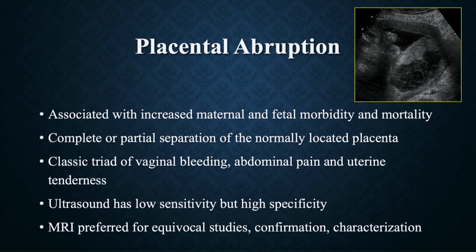These patients will present with pain. That is the classic triad of bleeding, pain, and uterine tenderness. Again, these need to be diagnosed early, particularly if these are large areas of abruption. They can be focal or they can be very large. Ultrasound has a relatively low sensitivity, but it has a high specificity if you see these large collections, as we do see here. MRI would be preferred in many cases, especially if it's equivocal, to confirm it, to help plan the therapy, and to characterize it.